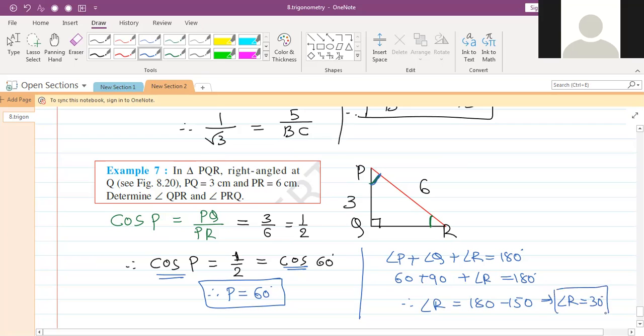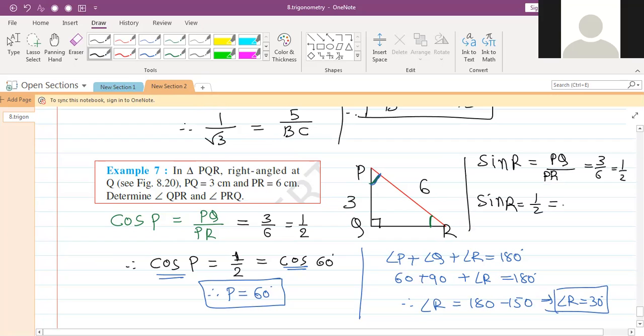Otherwise, another method we can use is sine r. If I use sine r, that is also pq upon pr, and that is 3 by 6, similarly 1 by 2. That means sine r is equal to 1 by 2, so sine 30. Understand? And therefore we also get r is equal to 30 degrees. So without finding this third side, we can find these two angles.